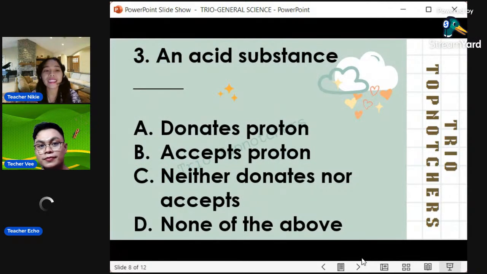Alright. Now, let's have number 3. An acid substance. Ano yung function ng acid substance? Okay? Okay. Let's have letter A. Donates proton. Okay? Accepts proton. Neither donates nor accepts. Or none of the above. Okay. So, ano ba yung tamang sagot?